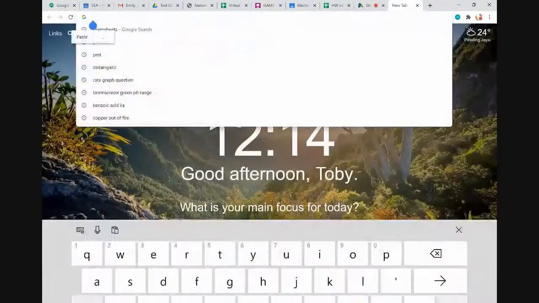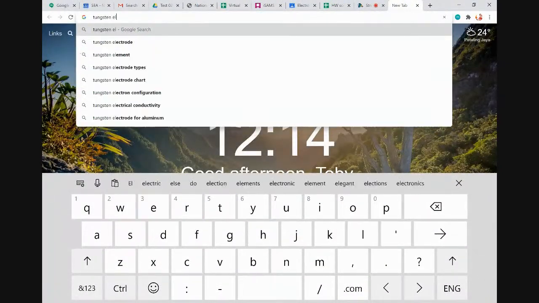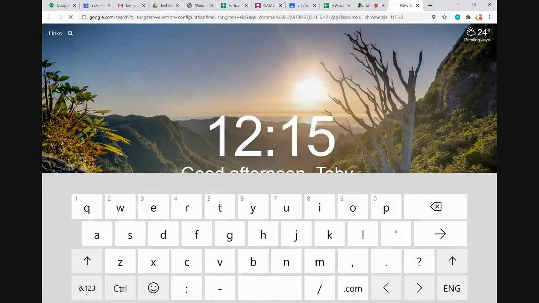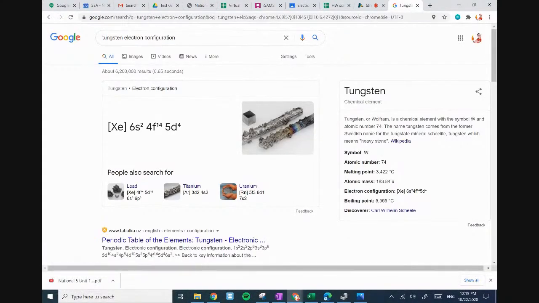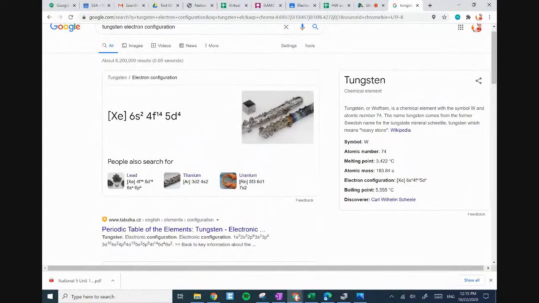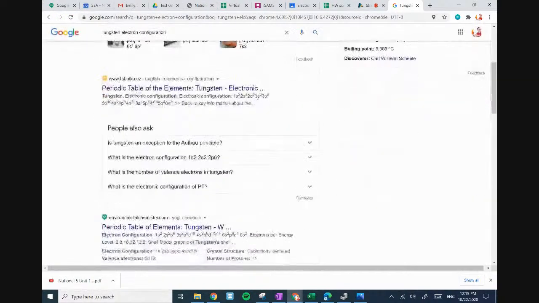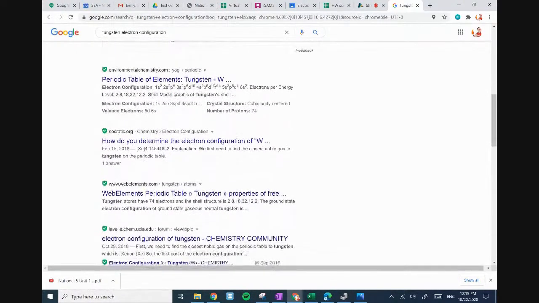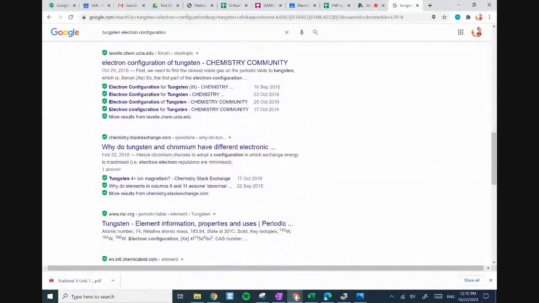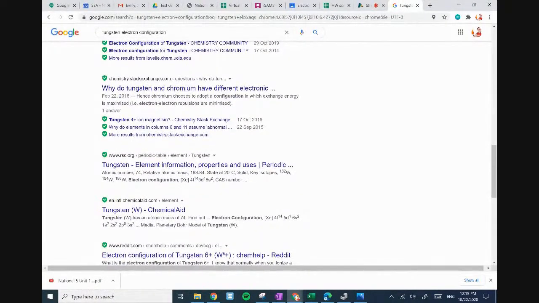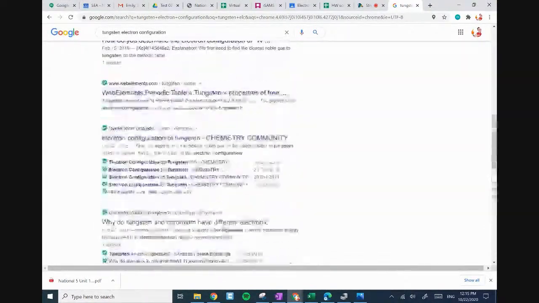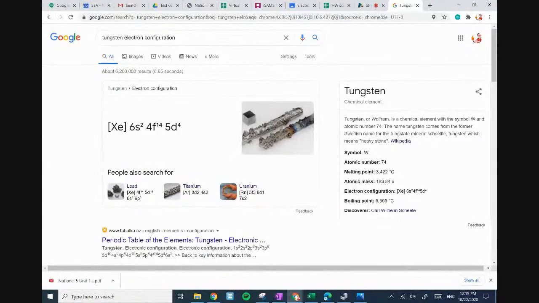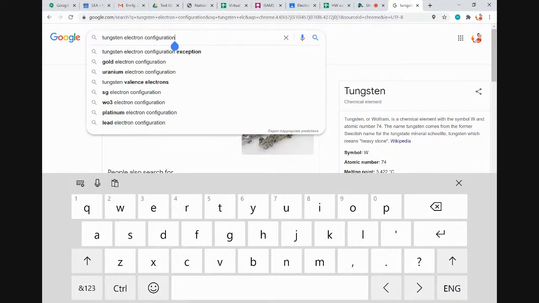So hang on. Tungsten electronic configuration. Oh, look at that. No promotion. I don't believe it. It suggests there's no promotion. I don't like it. I don't even like how they've written it. This internet's such a load of rubbish. Is there no promotion? I thought there was promotion. Exception.